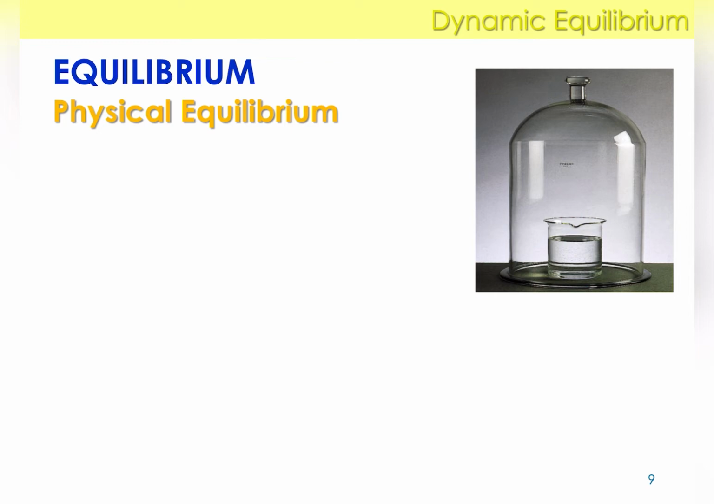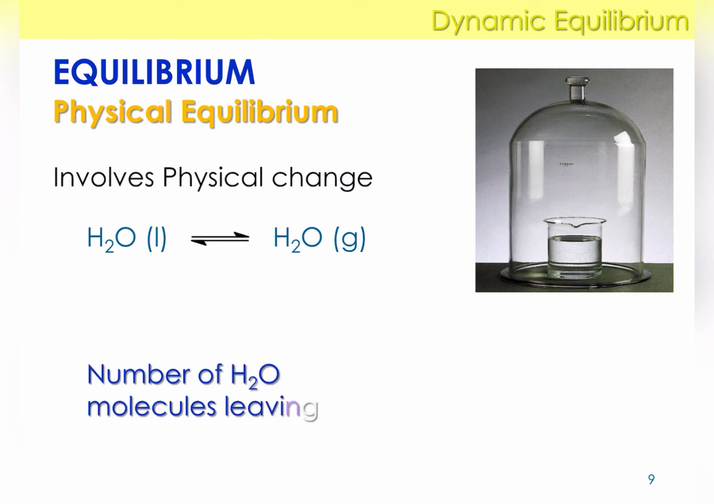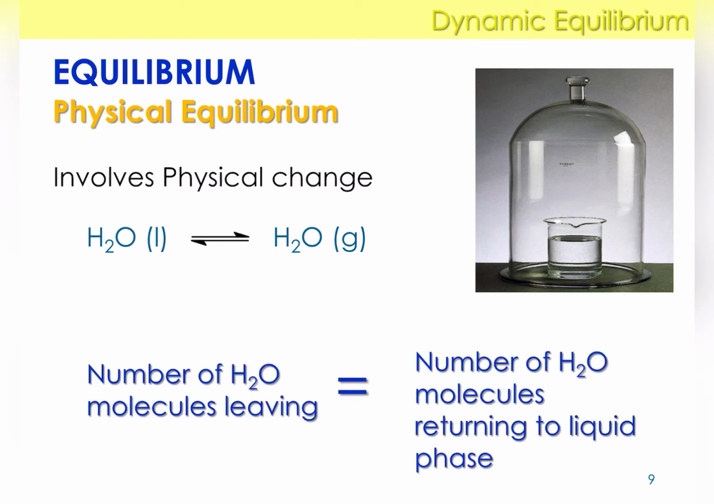So physical equilibrium only involves physical change. For example, I have H2O in liquid phase. It will reversibly form H2O in gas phase. As you see here, there are two different phases, liquid and gas, but the molecules are still water molecules. And what can you say from here? The number of H2O molecules leaving equals the number of molecules returning to the liquid phase. So this is what you can say about physical equilibrium. Lihat physical phase yang berubah.